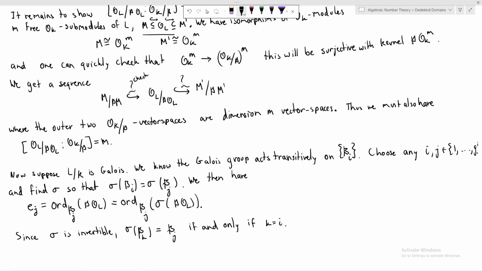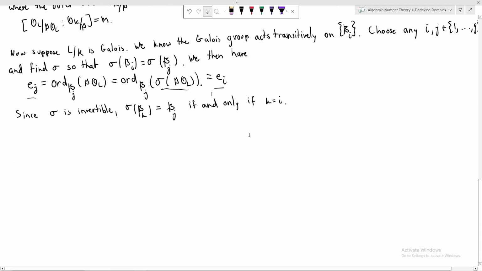Hence, the only factors contributing P sub j's to sigma of p O sub L, the only ways to get P sub j's here, are those coming from the P sub i's. So really, there's only going to be e sub i factors of P sub j in here. So we started with e sub j and we've gotten e sub i. So we've really proven half of claim B.